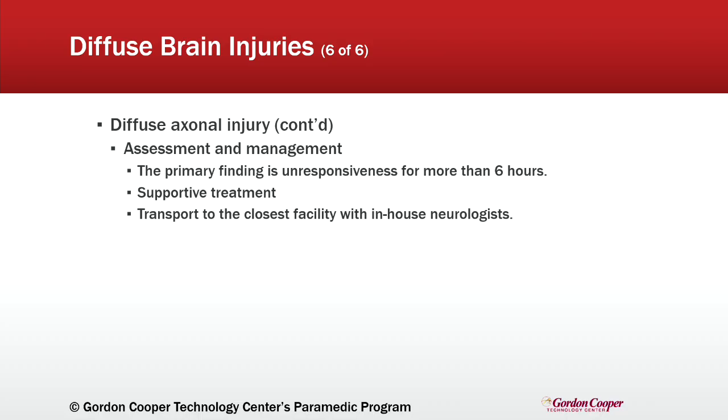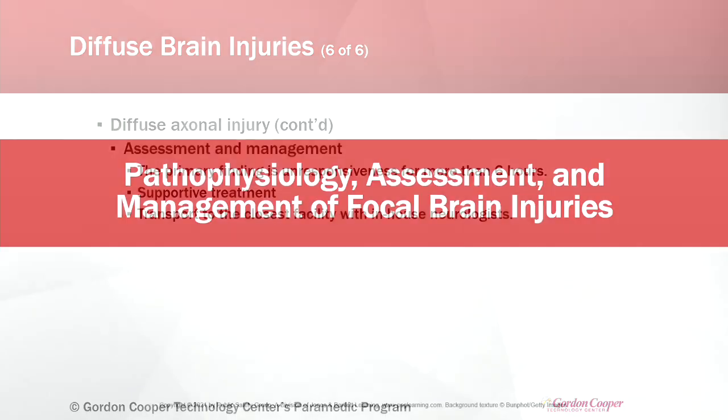The main finding for a diffuse axonal injury is unresponsiveness, which often lasts for more than 6 hours. The treatment for this injury is primarily supportive. Always be aware of potential airway compromise with these patients. You should perform a primary survey and address any life threats right away. If time and resources allow, perform a secondary assessment and treat any other injuries that you find. Patients should be transported to the closest hospital that has a neurologist on staff.